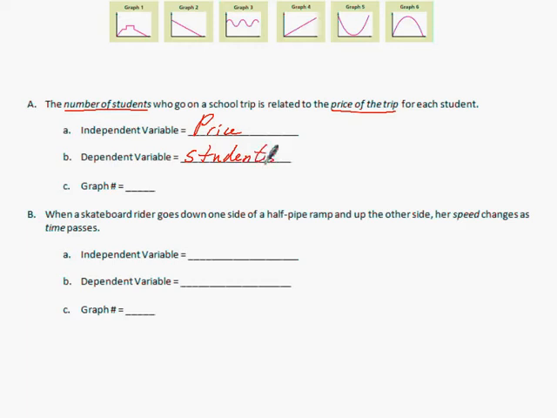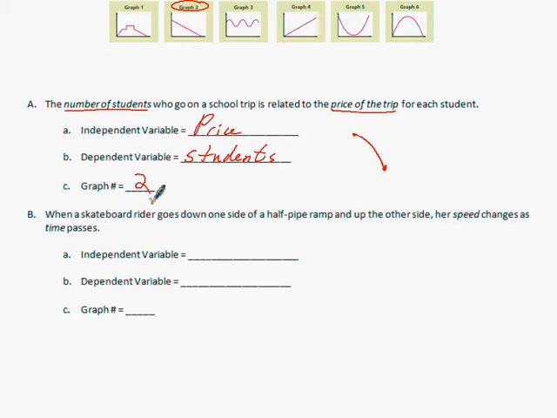Very similar to the problem we had recently talking about the day at the spa. The higher the price, the less people would go. If you remember right, that graph started out high and then went low. So the graph that seems to match that to me is number 2.